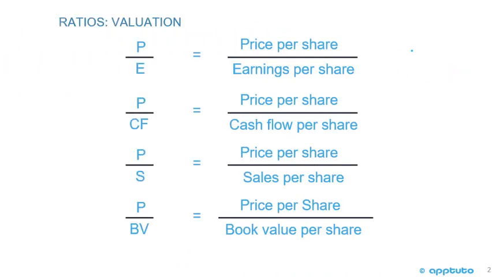Okay, a quick review of the ratios. The PE is the price per share to the earnings per share. So note that everything's on a per share basis. Price to cash flow is the price per share to the cash flow per share. Price to sales is the price per share to the sales per share. And the price to book value is the price per share to the book value per share.